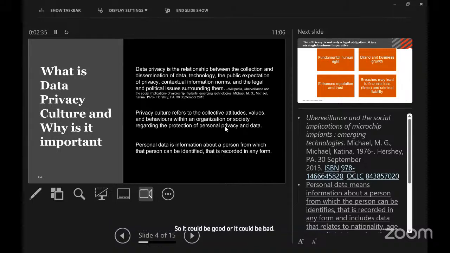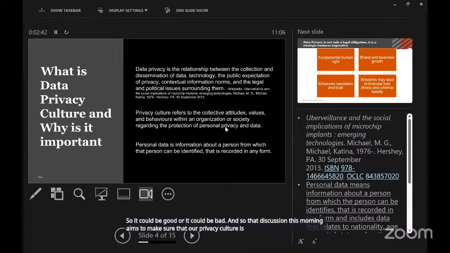And so the discussion this morning aims to make sure that our privacy culture is addressed in terms of what do we have in existence today and what do we want to change about it, what can we do better to have a better view of ourselves, but also the people looking in have a better view of how we handle data, but also it's an approved view in terms of acknowledgement and standard practices that are held by the majority of people that we handle data for.